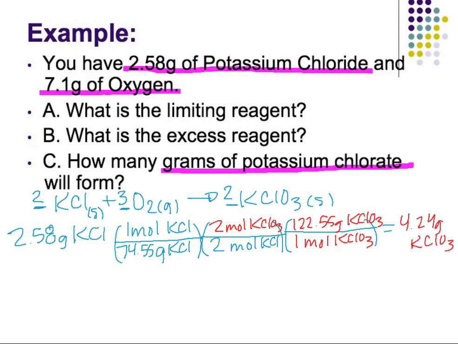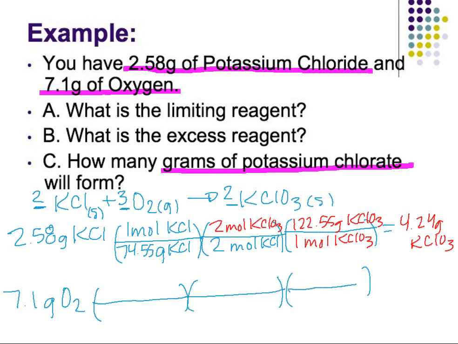Second problem. I'm going to use my other starting material, which is 7.1 grams of oxygen, and do a second 3-step problem. You're going to find that it's not really a full second 3-step problem. It's really only half a second 3-step problem, because the ending part of this problem is going to be exactly the same as the ending part of the previous problem, because we're turning both of these reactants into the same product, KClO3.